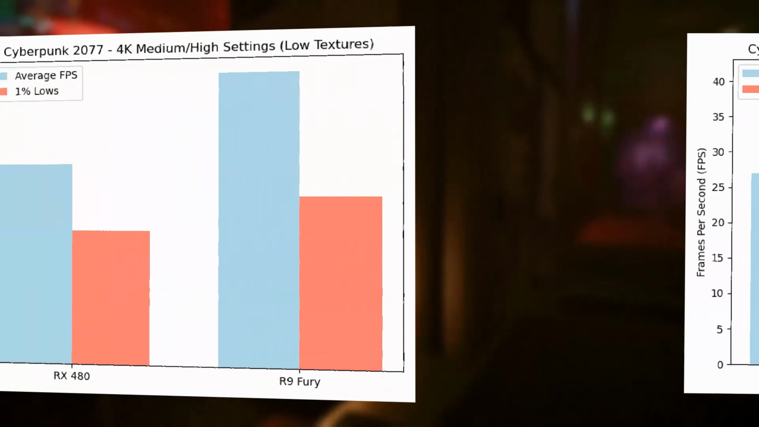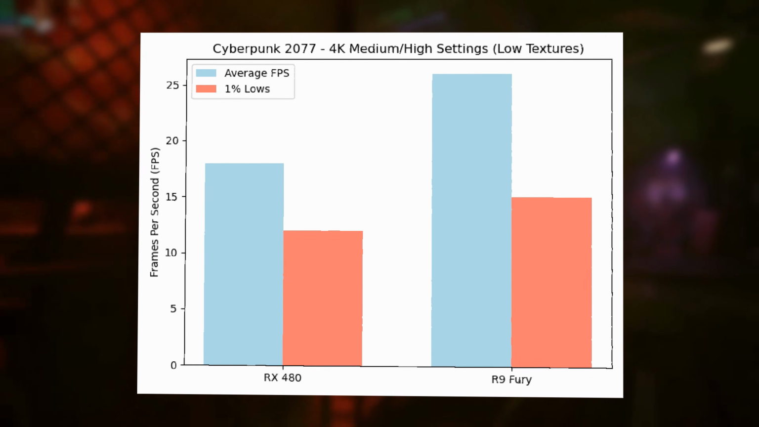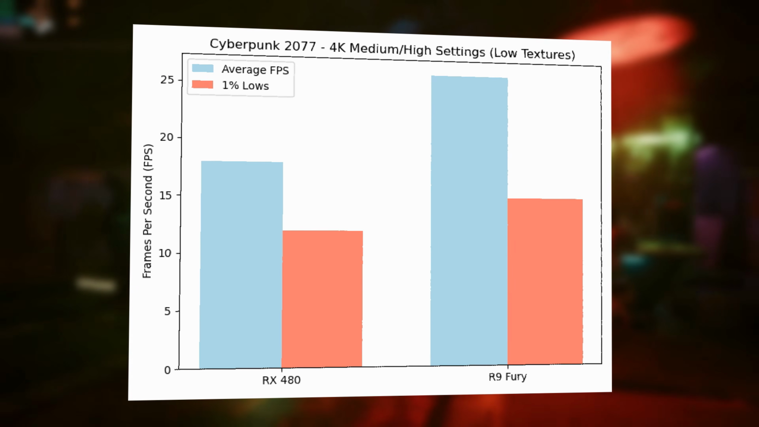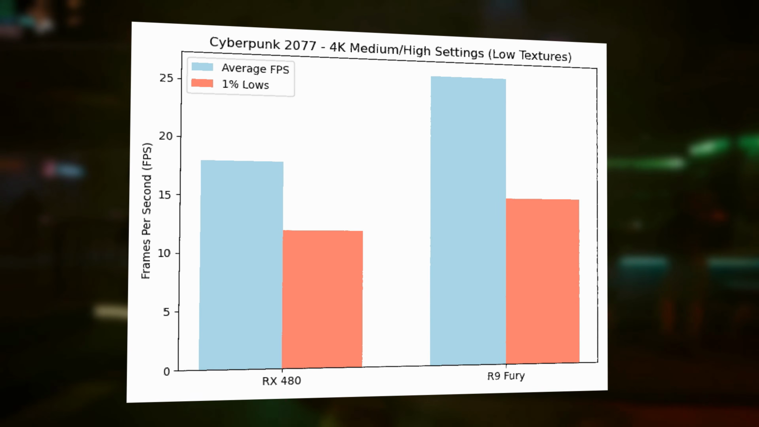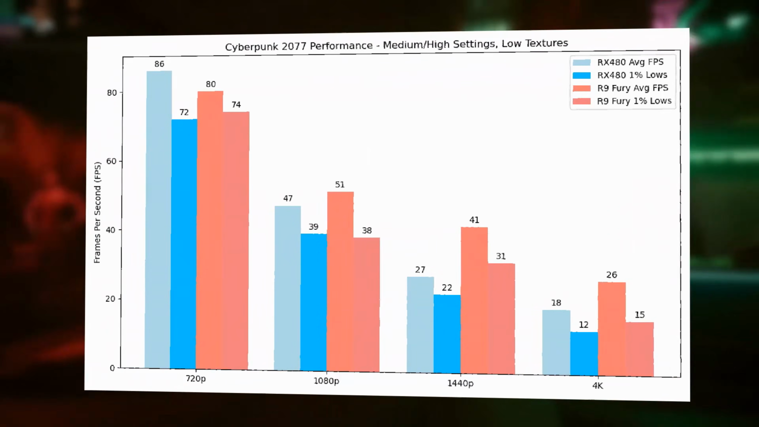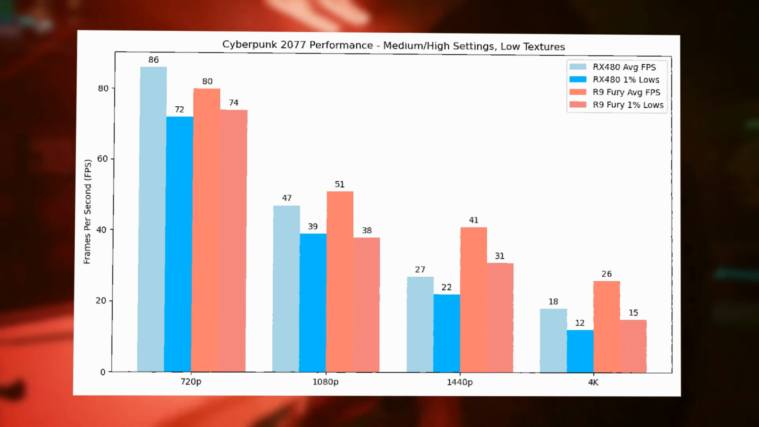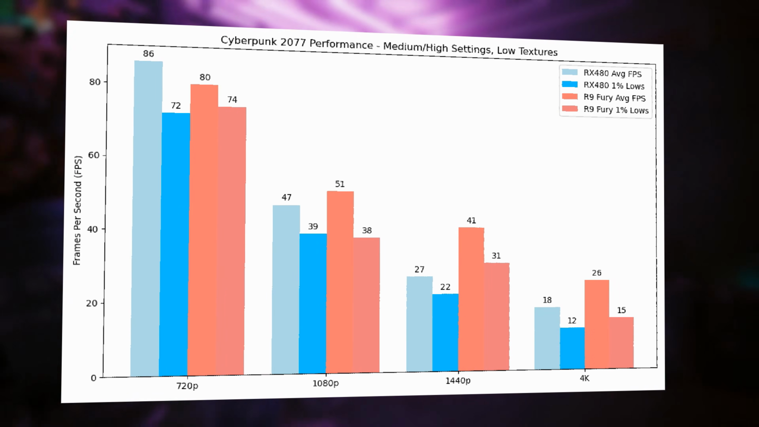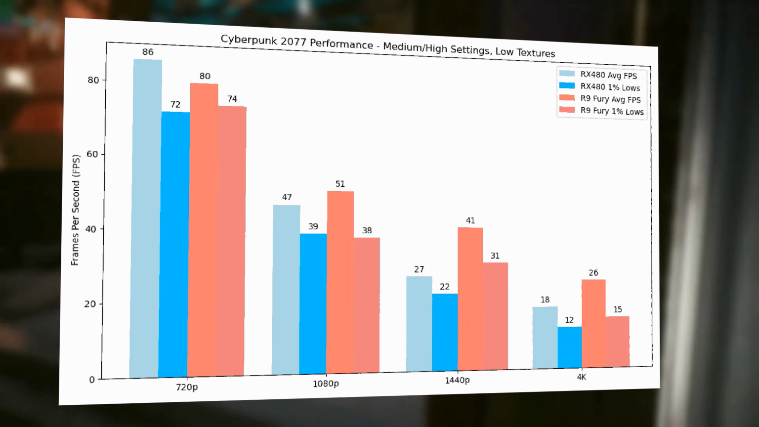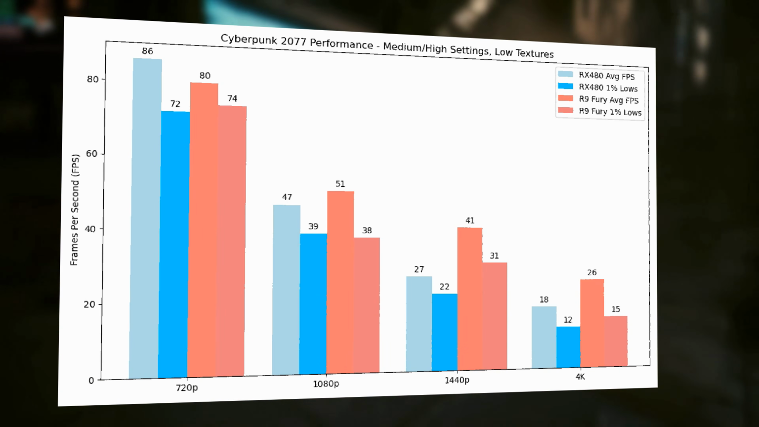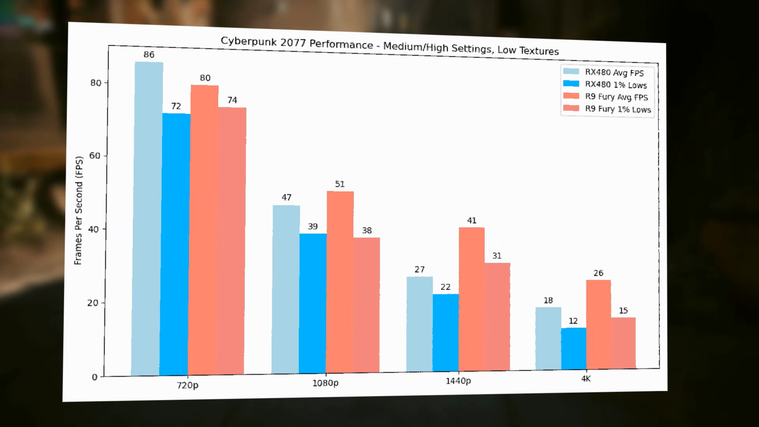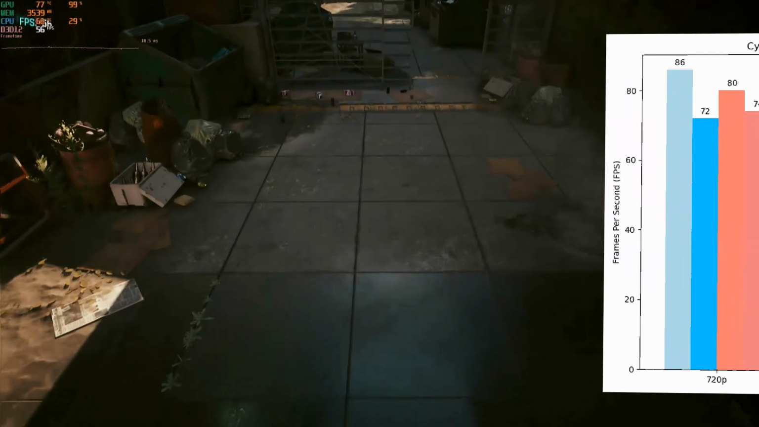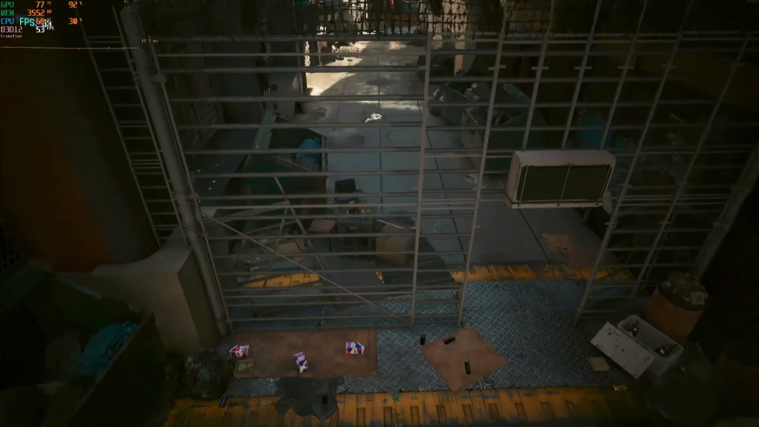When we move up to 4K, neither card is particularly playable, but then again, it is quite a recent title, and the RX 480 was never designed to run this at 4K, and the R9 Fury, well, let's be honest, it's got 4 gigs of VRAM, and that is really going to hamper things down at 4K, but it is on the cusp of being playable in certain situations. Either way, Cyberpunk 2077 is quite comparable up to 1080p, but the R9 Fury just takes the lead well after that.